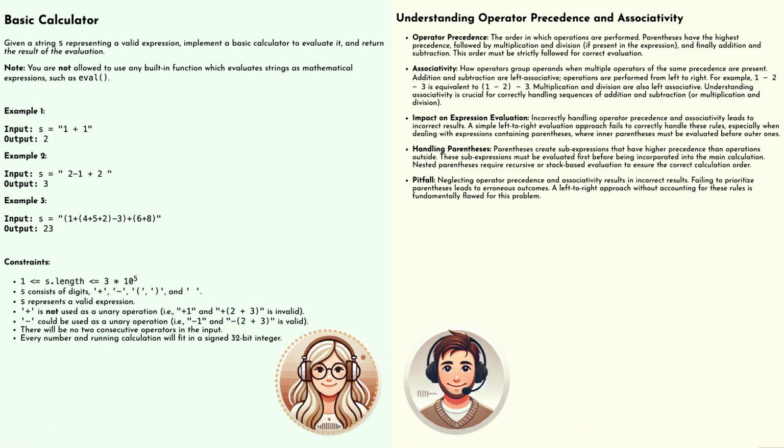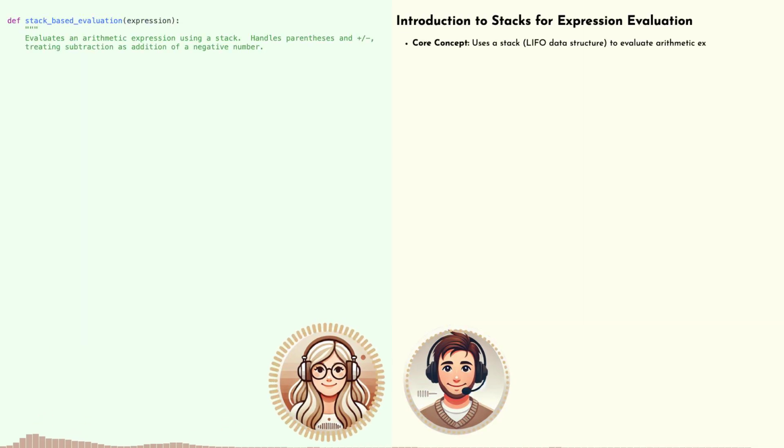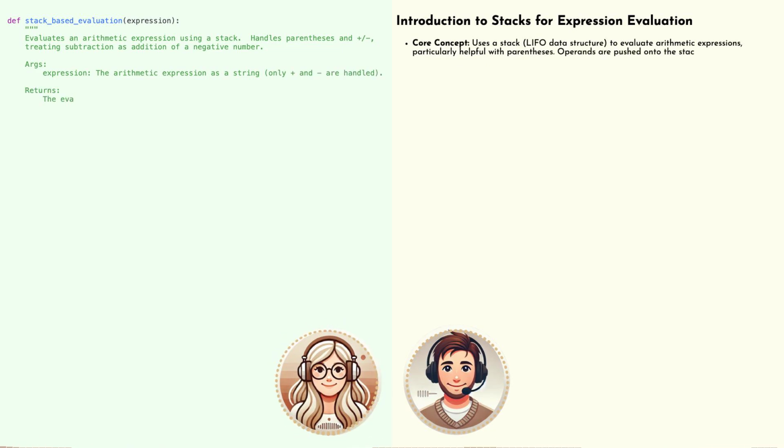I see. So our simple left-to-right strategy falls apart pretty quickly when parentheses enter the picture. It seems like we need a more sophisticated way to teach our computer to respect the order of operations. Any ideas on how to approach this? There are a few clever ways to tackle this challenge, but one of the most elegant and widely used approaches involves a data structure called a stack.